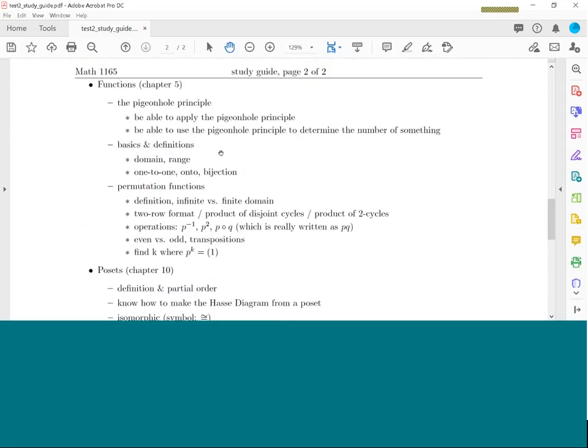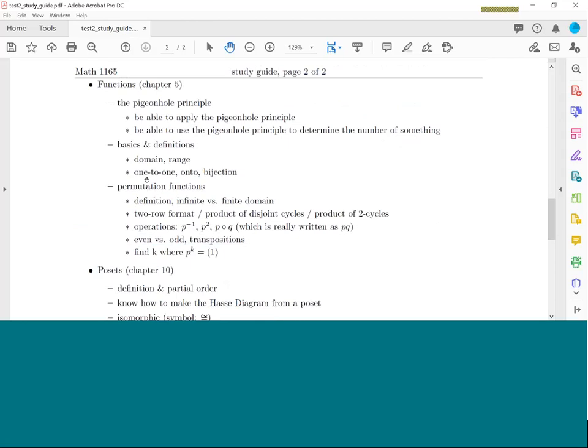In terms of functions, here's where I put the pigeonhole principle, and I put some sample questions for the pigeonhole principle at the end of this page. In terms of functions, you may be asked something about domain or range. You may be asked something about one-to-one and onto, but these would be like a second-tier question if we run out of time or it gets to be too long. These are the ones that would get cut off immediately.